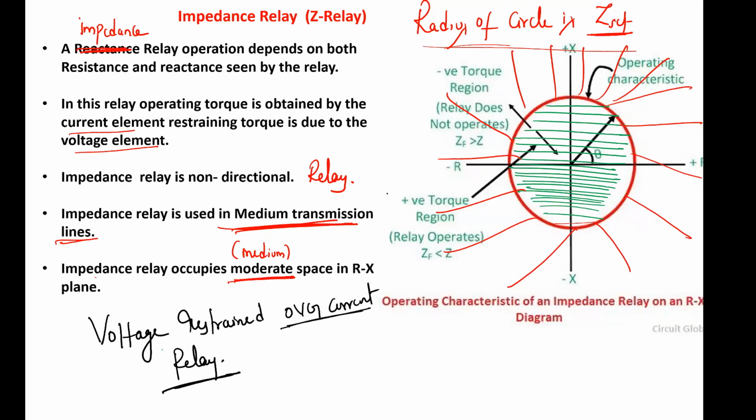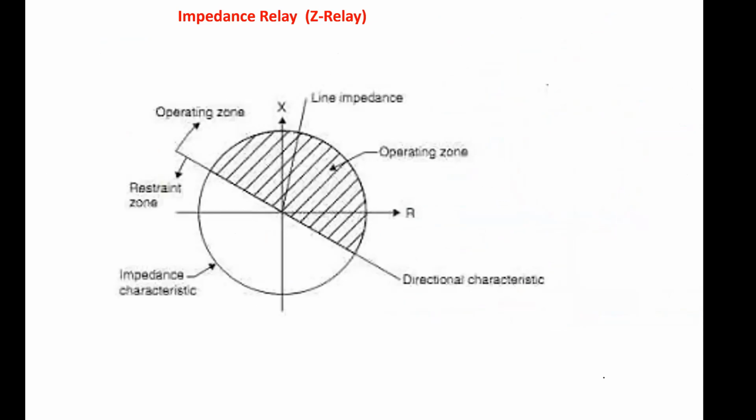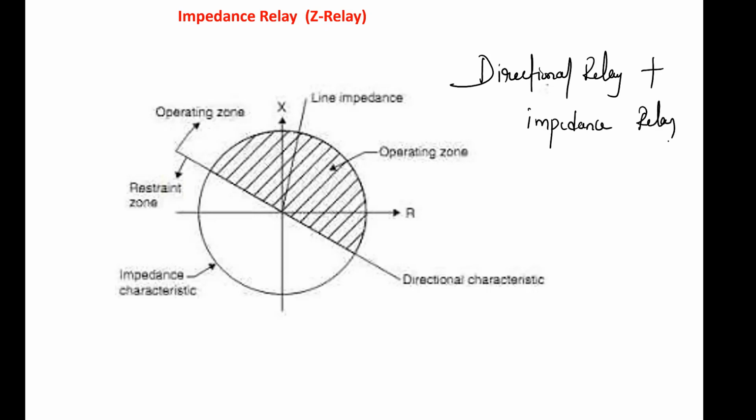It is used in medium transmission lines and it occupies medium space in the RX plane. So relay will operate inside the circle, on the circle and outside the circle, the relay will not operate. If you want to make the impedance relay directional, apart from the impedance relay, you have to connect a directional relay also. So directional relay plus impedance relay, or Z relay, will give such kind of characteristics.